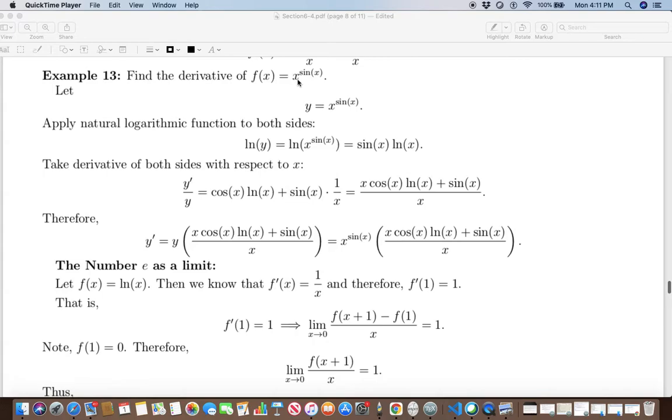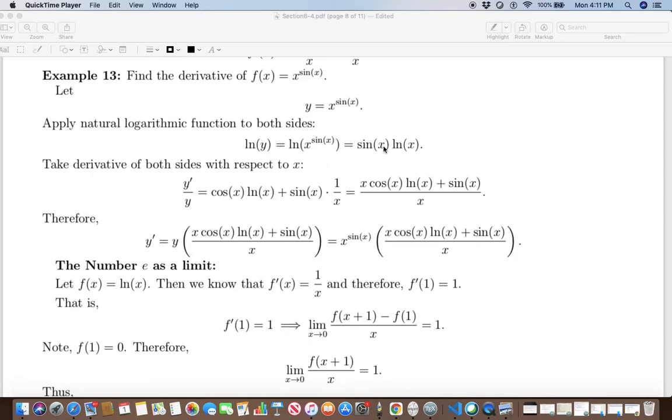Now here is a complicated function. Find the derivative of this function. We are assuming it's differentiable and so on. Well, again we are going to use properties of natural log. Set y equals x to the power sine x. Apply the natural logarithmic function to both sides. Natural log of y is natural log of all of this. The exponent comes out: sine x times natural log of x. So that's a product rule right there.